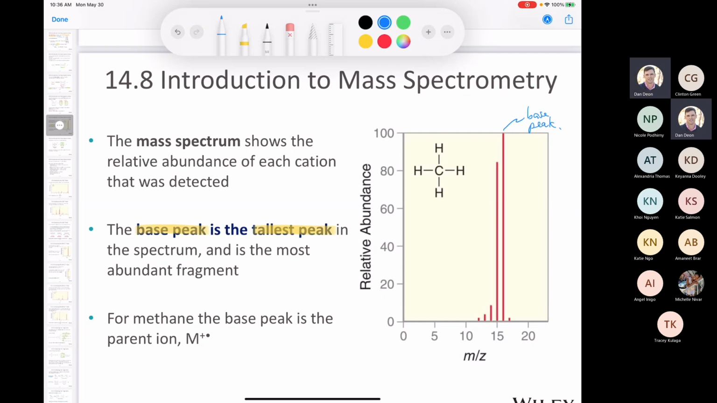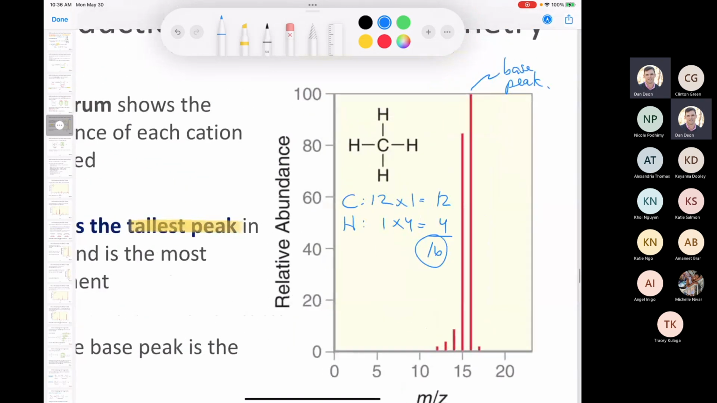Because if we calculate the mass of methane, carbon has a mass of 12, and hydrogen has a mass of 1. There's only one carbon, and there's 4 hydrogens. So that gives us 12 plus 4, which gives us 16. Well, if we zoom in on our mass spectrum, our base peak just happens to be the molecular ion. The molecular ion has a mass over charge equal to 16.